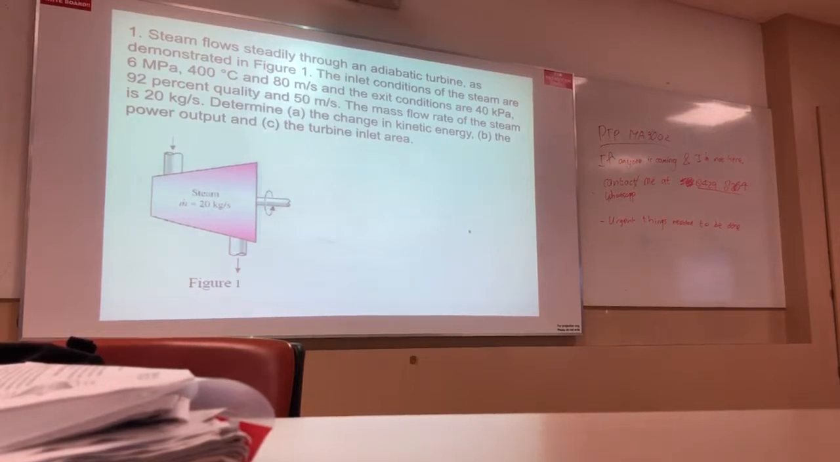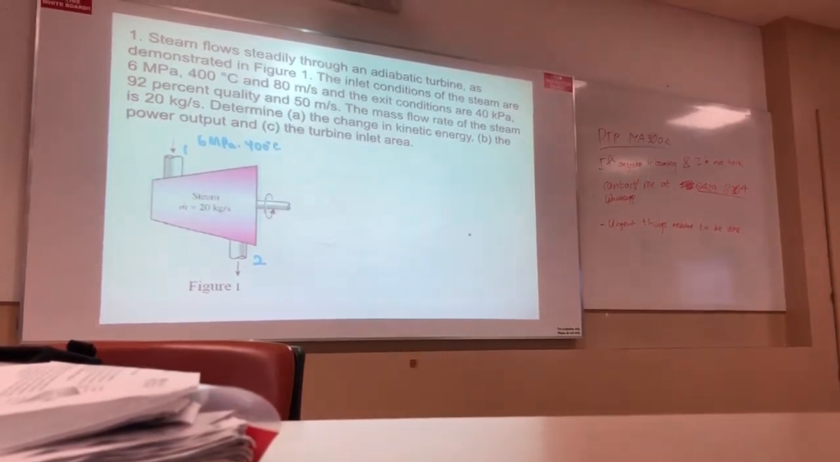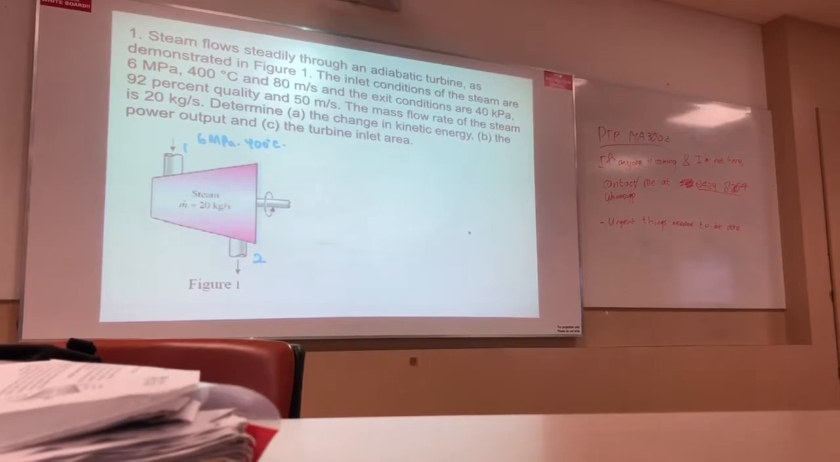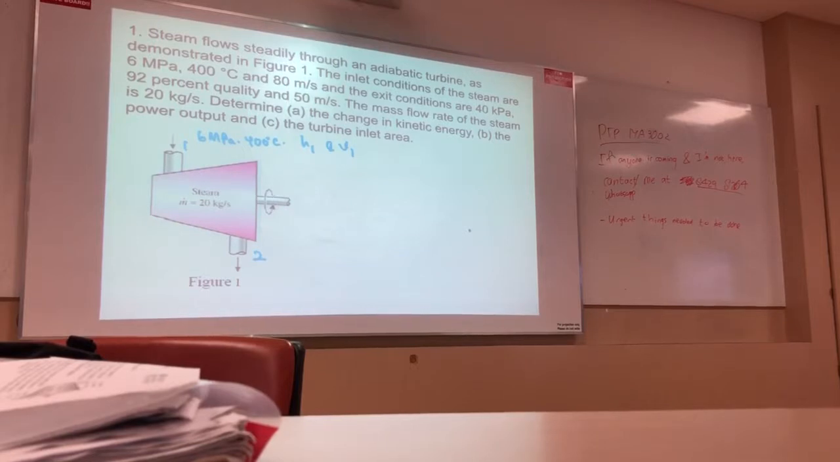Alright? So what is the inlet condition? State 1, this is the state 1, right? I write here 1, I write here 2, 1 and 2 outlet. And inlet condition is 6 megapascal and 400 degree. So I can easily find h1 and v1, right? With respect to 6 megapascal and 400 degree Celsius, we can get it.